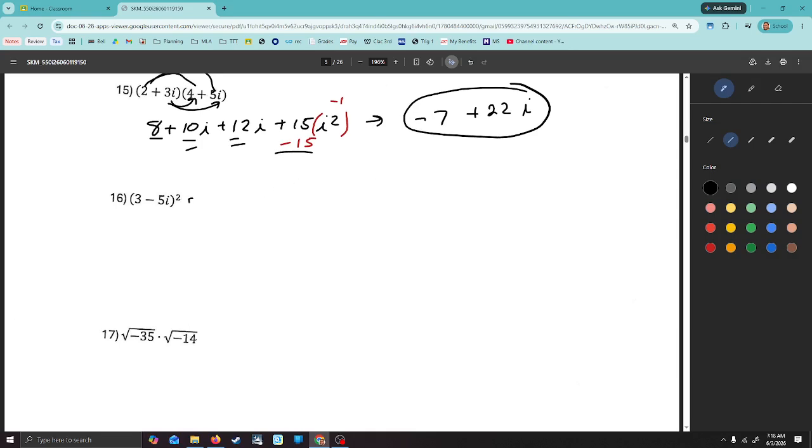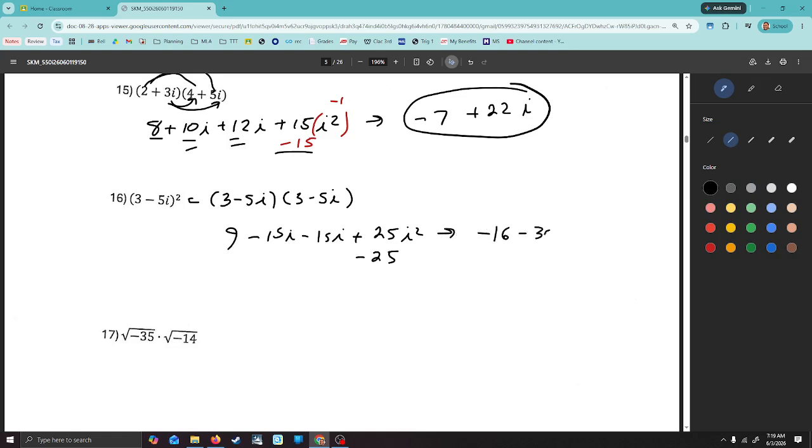Same thing here. You have to FOIL it out by rewriting it as 3 minus 5i, 3 minus 5i. To FOIL this, you end up getting 9 minus 15i minus 15i plus 25i squared. Remember, 25i squared becomes a negative 25. So this all becomes negative 16 minus 30i.